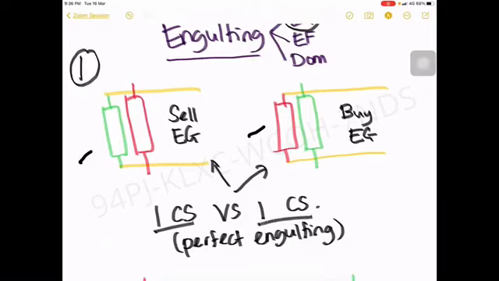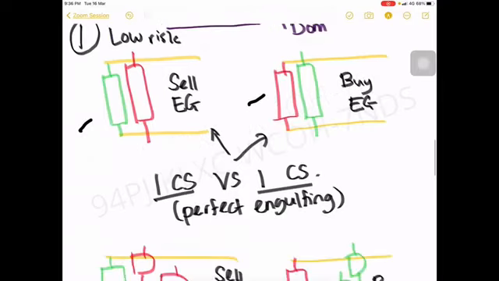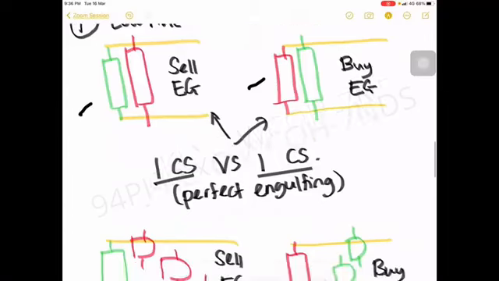Okay, so now look at this. Can you tell me now, is this a high risk or a low risk area? Low risk. Yes, so this is low risk, okay? Because the shadow here and the whole body has been consumed. Look.